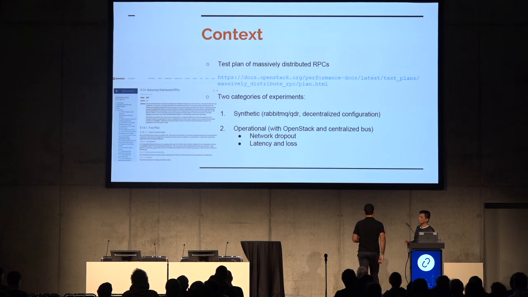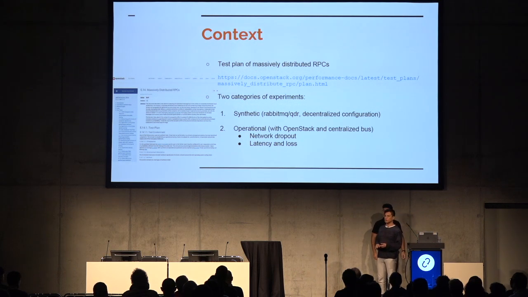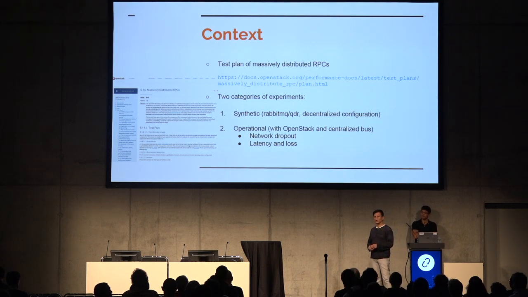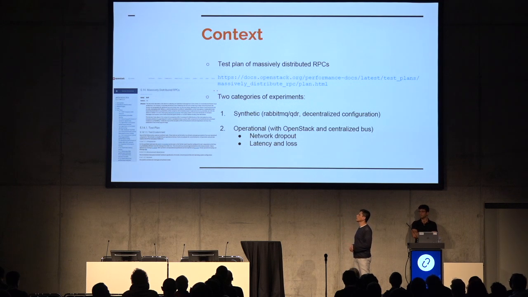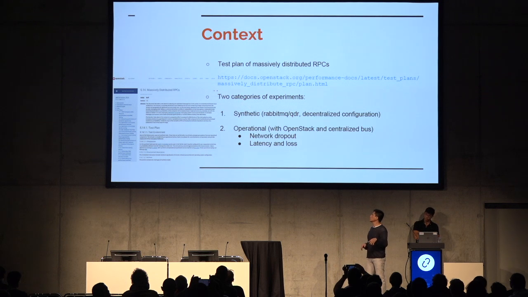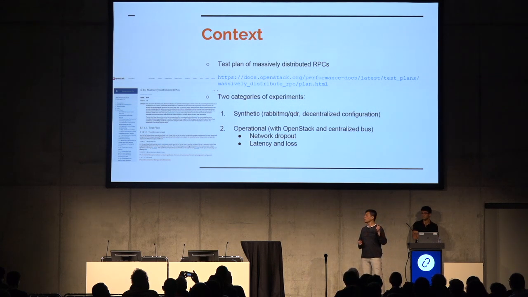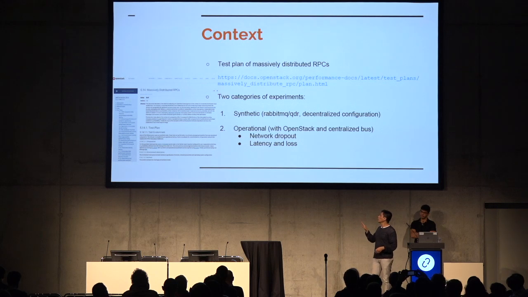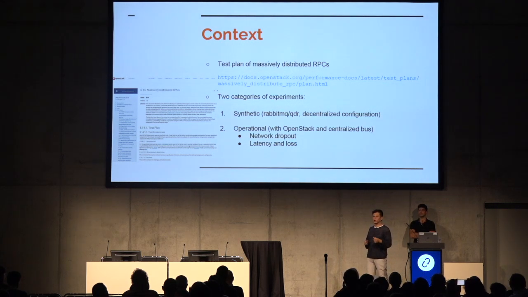So right now, I will present part of the results we described in the test plan of massively distributed RPCs that are proposed to the OpenStack community and available at this link. We organize our tests in two categories: synthetic, where we only test the bus, RabbitMQ or QDR, in a decentralized configuration, and operational tests with OpenStack in a centralized way, like Ali described previously. For the operational experiments, we have two use cases, the network dropout and latency loss.